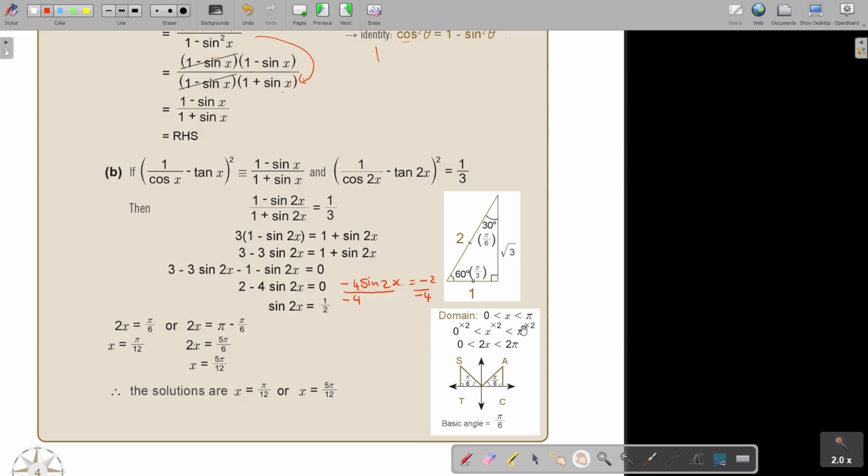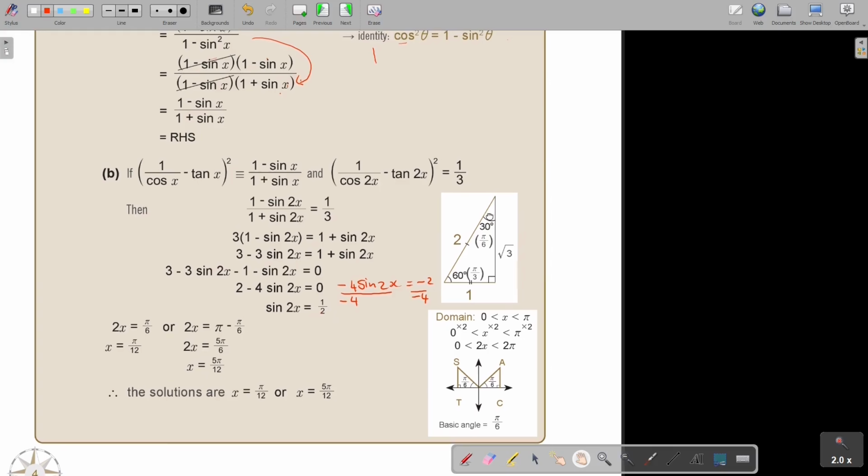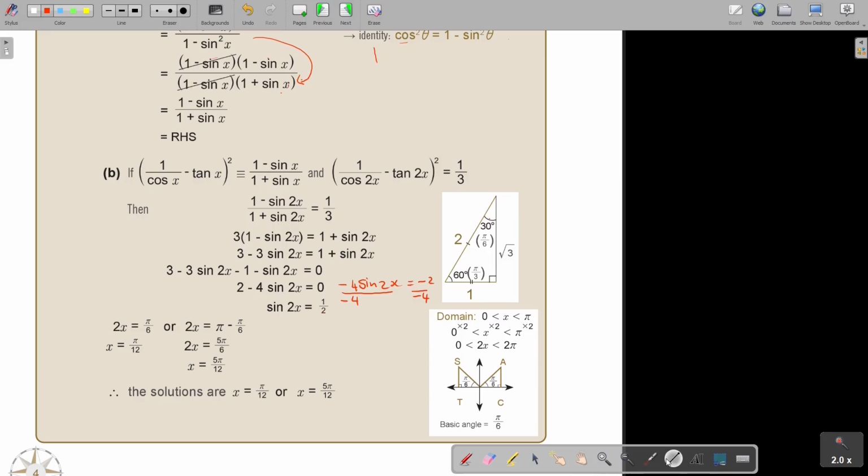Now comes the special angles. If sin is a half, and if I stand there, can I show you better? Sin is opposite over hypotenuse, working from this angle. So instead of saying a half, I can say pi over 6. Are you with me? So I can say 2x equals pi over 6.